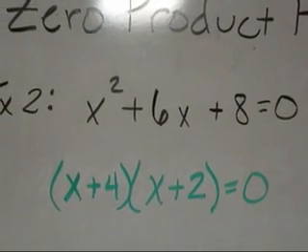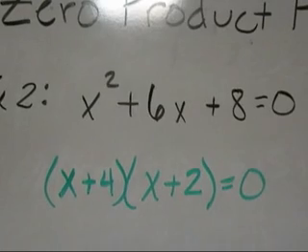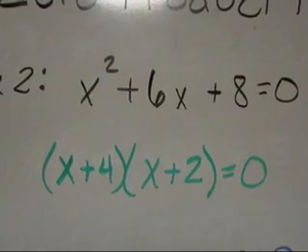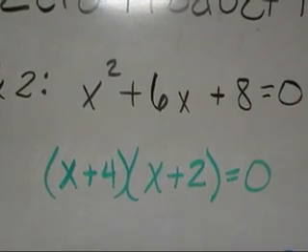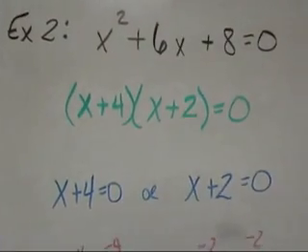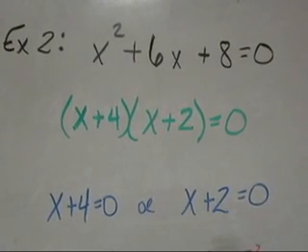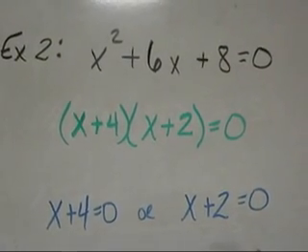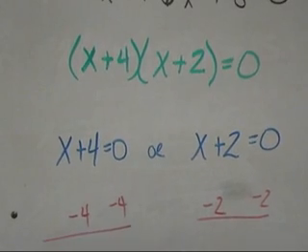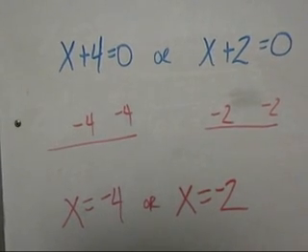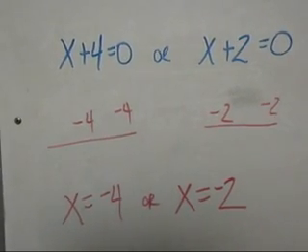Again, the only way to multiply and get 0 for an answer is to have 0 in the problem. So either x plus 4 is equal to 0, or x plus 2 is equal to 0. Set up your two equations. How do I get rid of a plus 4? Well, I would subtract it. How do I get rid of a plus 2? I subtract that. Doing the math on each of the equations gives me final answers of x being equal to negative 4 or x is equal to negative 2.